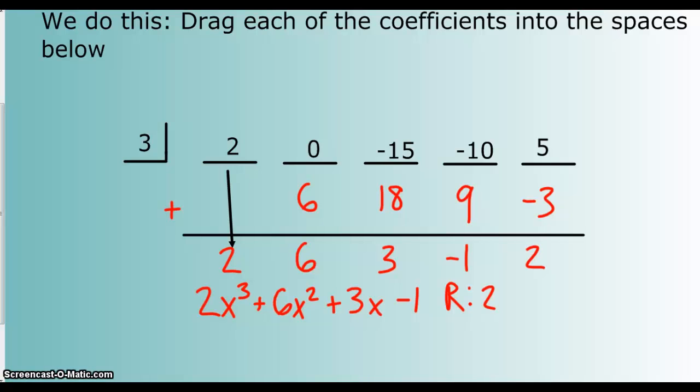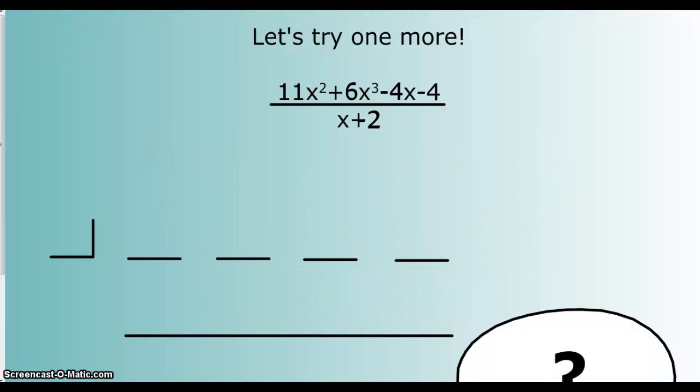Okay, let's try another one. All right, we've got 11x squared plus 6x to the third minus 4x minus 4 divided by x plus 2. So again, we're going to put whatever's in the denominator, the opposite sign, in the box. So negative 2 goes in the box. Now, before I start lining my coefficients up, I need to make sure they are in order. And I need to make sure that I don't have any missing.